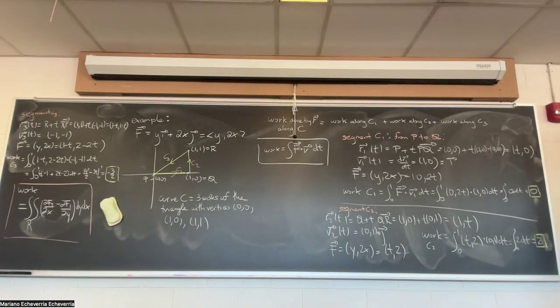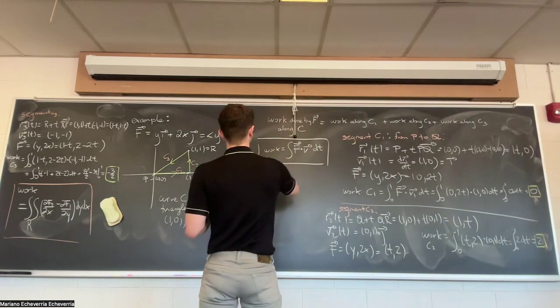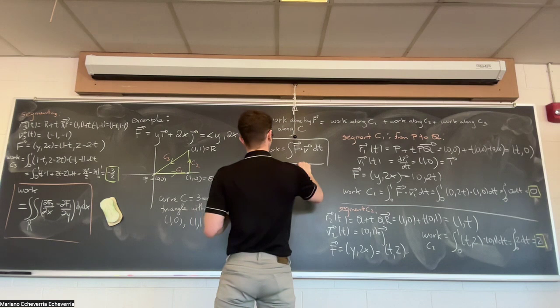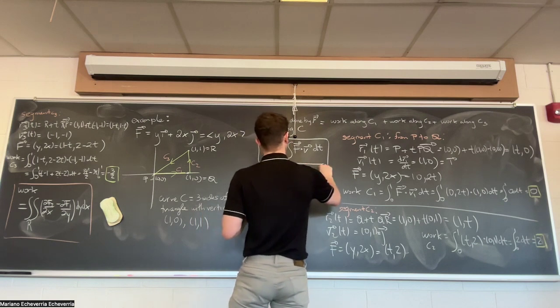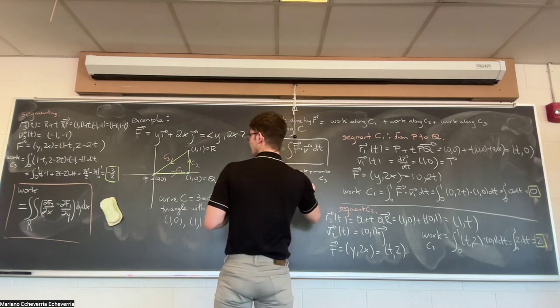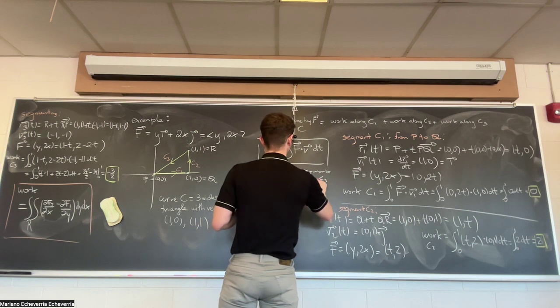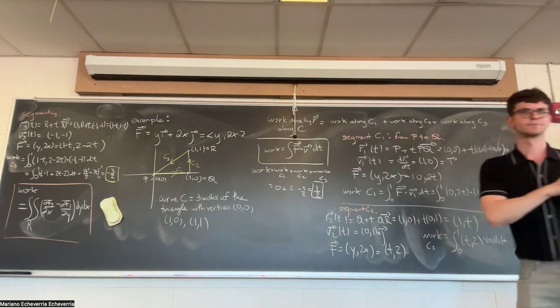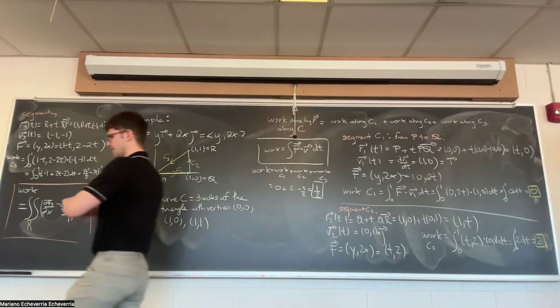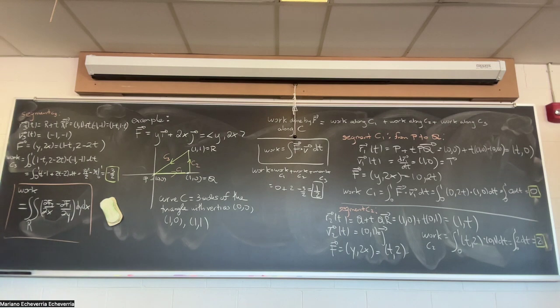Okay, and so the total work would be the work along C1 plus work along C2 plus work along C3, which is 0 plus 2 minus 3 halves, and that gives you 1 half. That is what you would have to do if you wanted to find the work using the standard formula for work that I had given you before. Does that make sense?